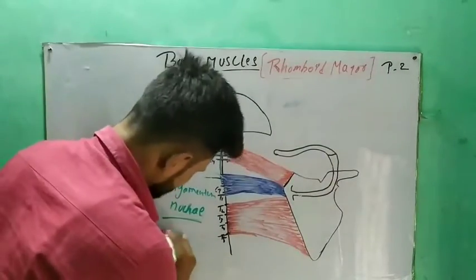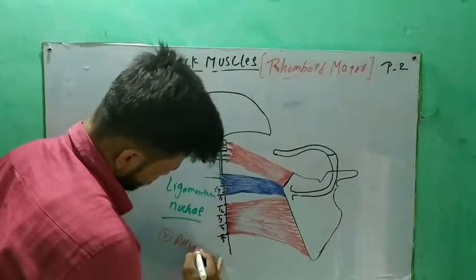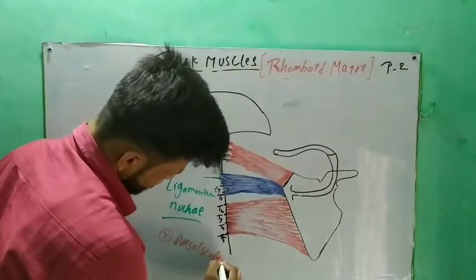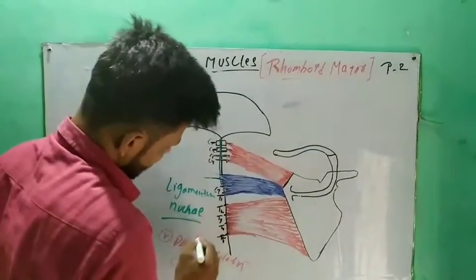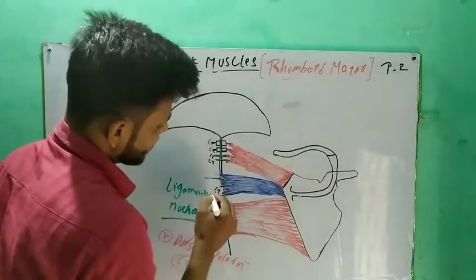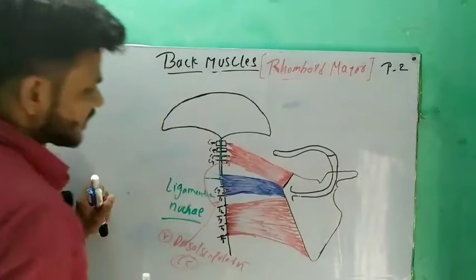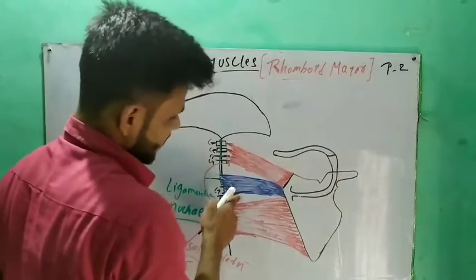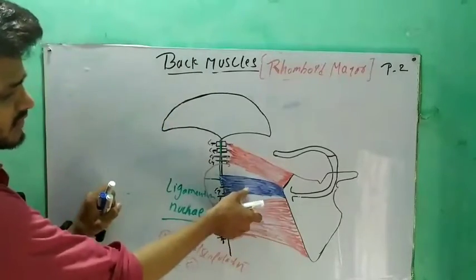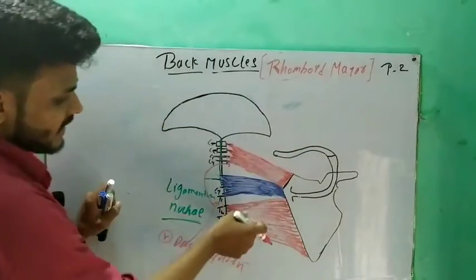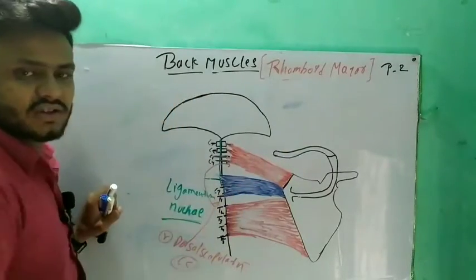Now nerve supply of the rhomboid major is dorsal scapular nerve. Root value is C5, which also supplies the rhomboid minor and the levator scapulae. Action of the rhomboid major and rhomboid minor is the same. It will help, plus middle fibers of the trapezius muscle. ये तीनों फाइबर क्या करेंगे? रिट्रैक्शन ऑफ द स्कैपुला कराएंगे.